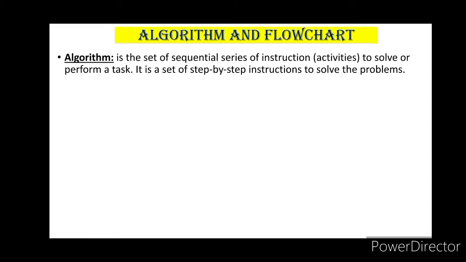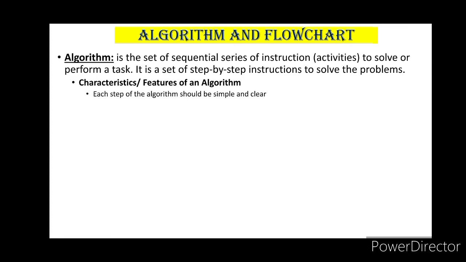Here let's go through the features so that we can make our understanding more clear. So here are the characteristics or features of an algorithm. First, each step of the algorithm should be simple and clear so that everyone can understand. Next, the logic of each step should be clear. Whatever logic, conditions or steps you have written should be crystal clear so that anyone can understand easily.